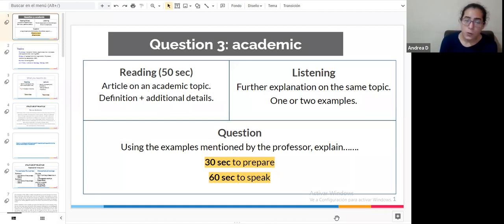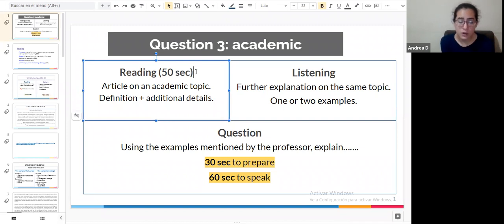Okay, so then you have 5 more seconds to read. So you're going to read a text for 50 seconds. Then you will listen to the audio file, around 1 minute. And then you have the question, half a minute to prepare and 1 minute to answer the question. Do you guys have any questions so far on the structure? Okay, that's perfect. Please, your cameras though.